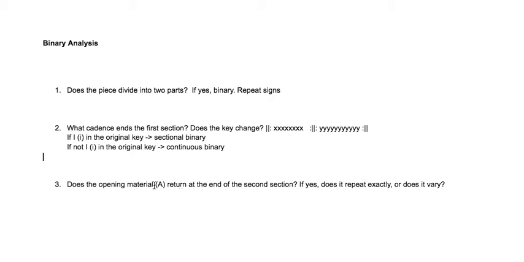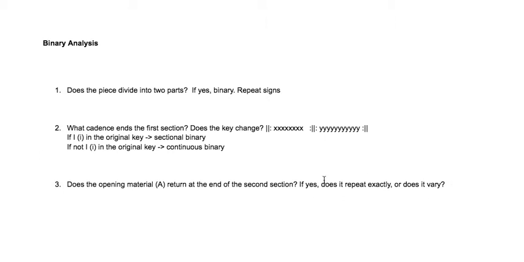And now the third question to ask yourself is regarding the thematic or melodic material. So you want to ask yourself, does the opening material, which we call A, return at the end of the second section? Okay, so if I use this chart that I wrote up here, opening material would refer to this part, so the beginning of these X's. So does that return at the end of the second section? So note we're not looking here. We're looking more like the second half of the second section. We're looking to see if that opening material returns over here.